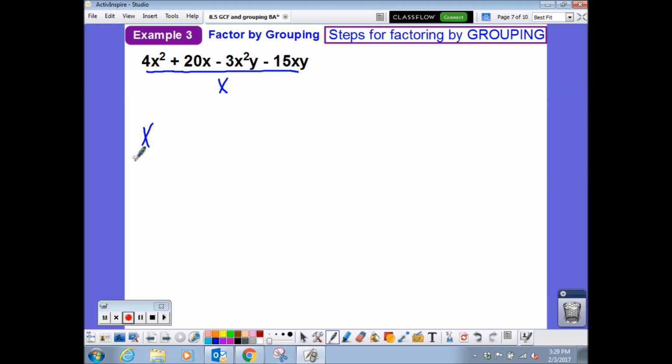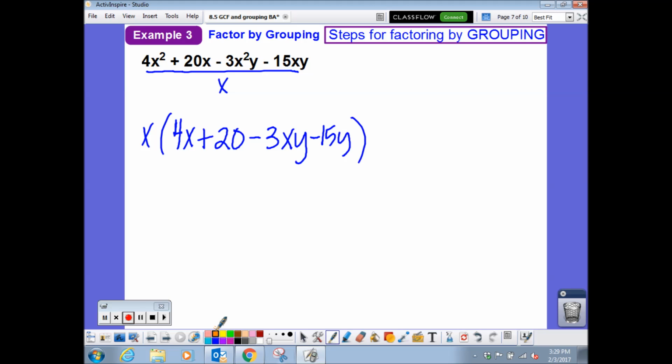So remember, we're going to take it, write that down, and then we're going to divide it out and write what's left. So that leaves me with 4x plus 20 minus 3xy minus 15y. Okay, I haven't even made it to the grouping part yet. I've just taken that x out.